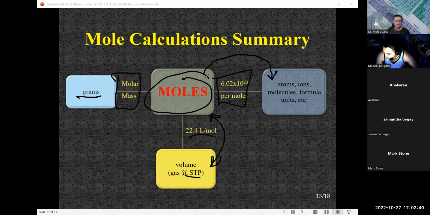Now I'm using double arrows because that means you can go both directions. You can start at volume and work your way back to grams, or work your way back to atoms. But you can't do any of that unless you go through moles. That is important. You got to get to moles.